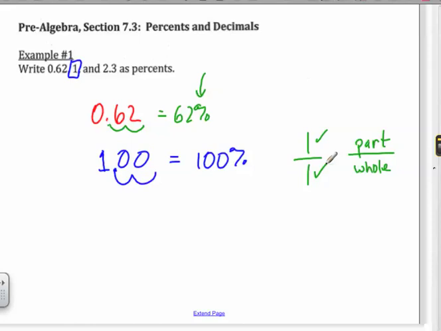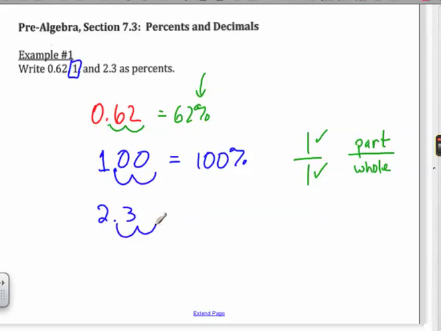Okay? Let's look at the next one. Spencer is going to help me with this one. Spencer, the next one's 2.3. How do I convert that to a percent? I move the decimal point two places. To the right or to the left? To the right. There we go.